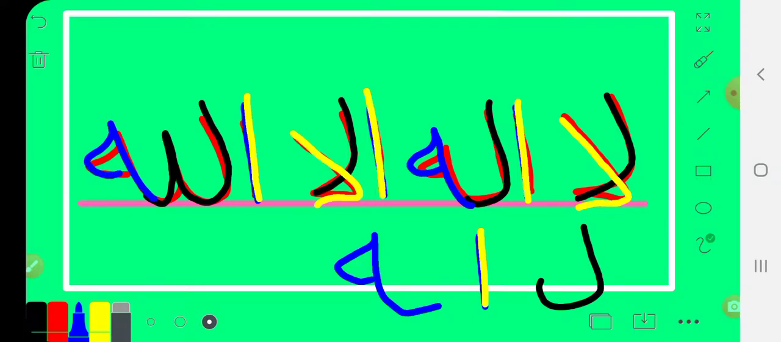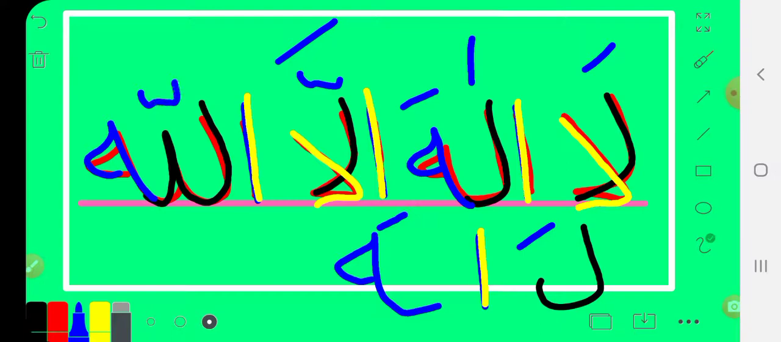Okay, and if we put all the sounds on, then it will be la, ilaha, illallah. Okay, so you will notice that certain letters are not read, but that will be explained at a later stage. Shukran, wassalam.